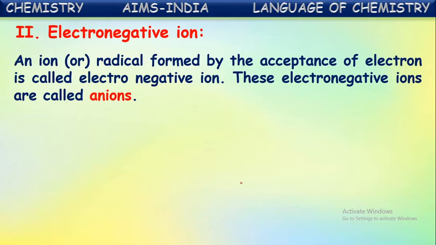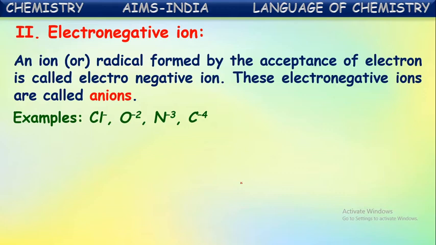How are these anions formed? These anions are formed by the acceptance or gaining of electrons by the atoms or group of atoms. For example, you can see here Cl minus. Chlorine, on gaining one electron, forms a Cl minus ion. So it is one of the anions or electronegative ions.